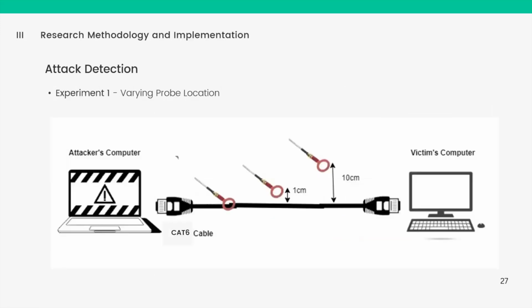And then we have a few scenarios. The first one is to verify the probe location. What is the optimal probe placement when we are capturing radiation? We can keep it in touch with the cable, take it 1 centimeter away, or 10 centimeters away. So what is the optimal placement?